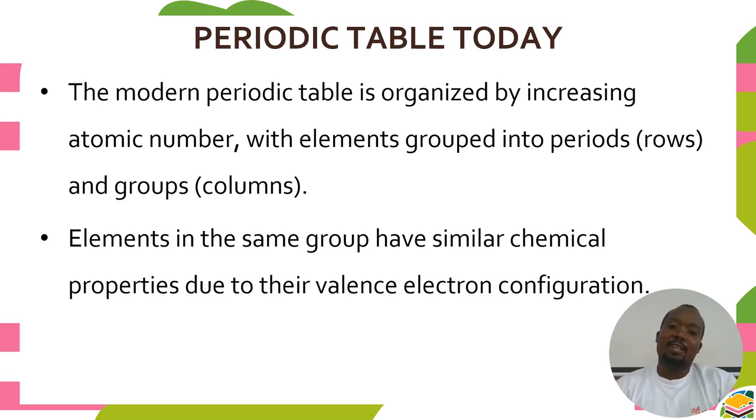You may recall when I was talking about electron configuration. Remember that the valence electron configuration, we are just referring to the electrons which are found in the outermost shell, in the last shell. So if elements have the same valence electron configuration, then they are grouped into the same group.